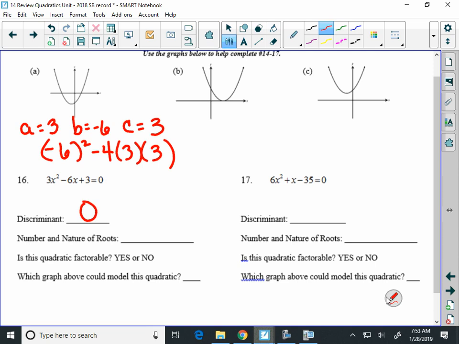Well, when our discriminant is 0, we end up with only one root. We only cross or touch the x-axis once, and it is rational. So if we look back up here at our graph, the only graph where it crosses once is graph B. And when we get a rational answer, we can factor. So yes, we can factor.